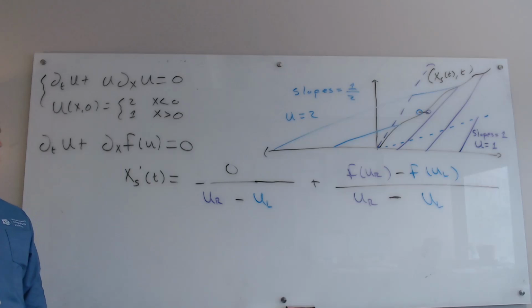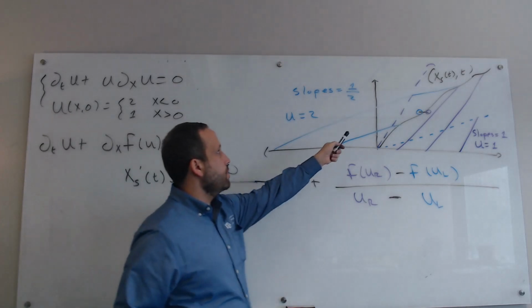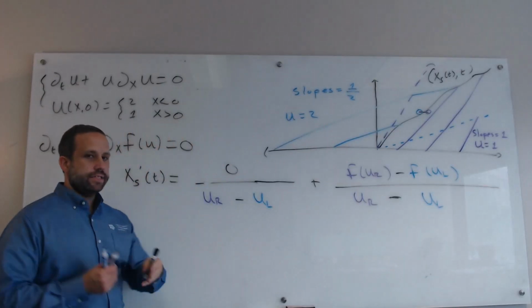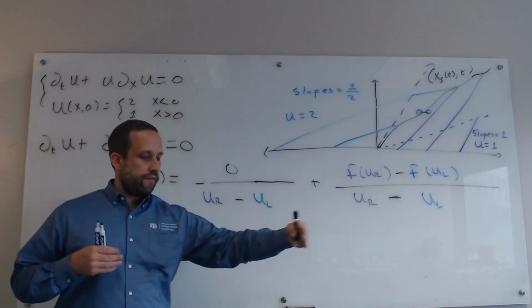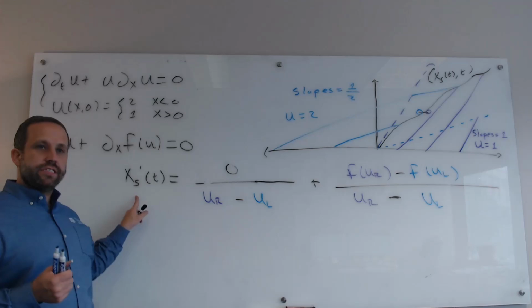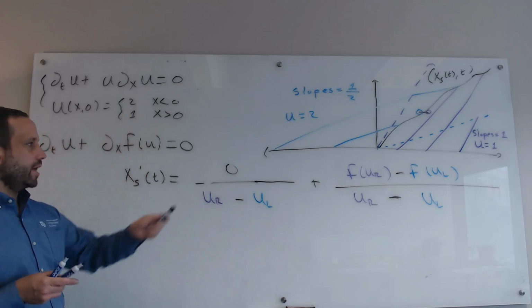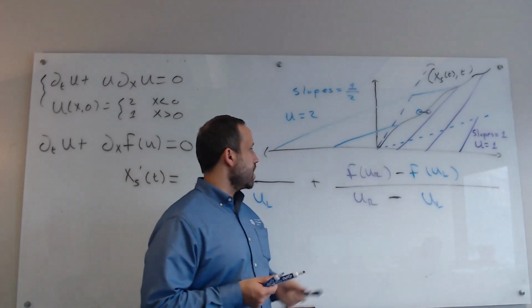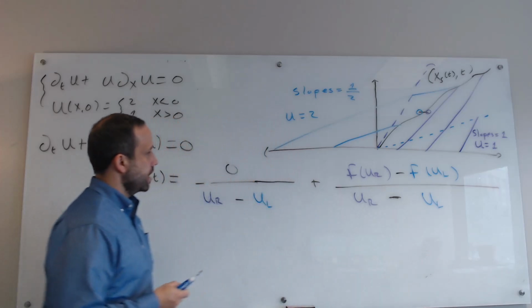So what this tells us is the derivative of the shock, in other words xs prime of t. If this is the parameterization, xs prime of t is the derivative of its x position. The shock is traveling down the pipe, and xs of t is its location down the pipe. This is the derivative of the x location. It's given by f to the right of the shock minus f to the left of the shock, divided by the solution to the right of the shock minus the solution to the left of the shock.